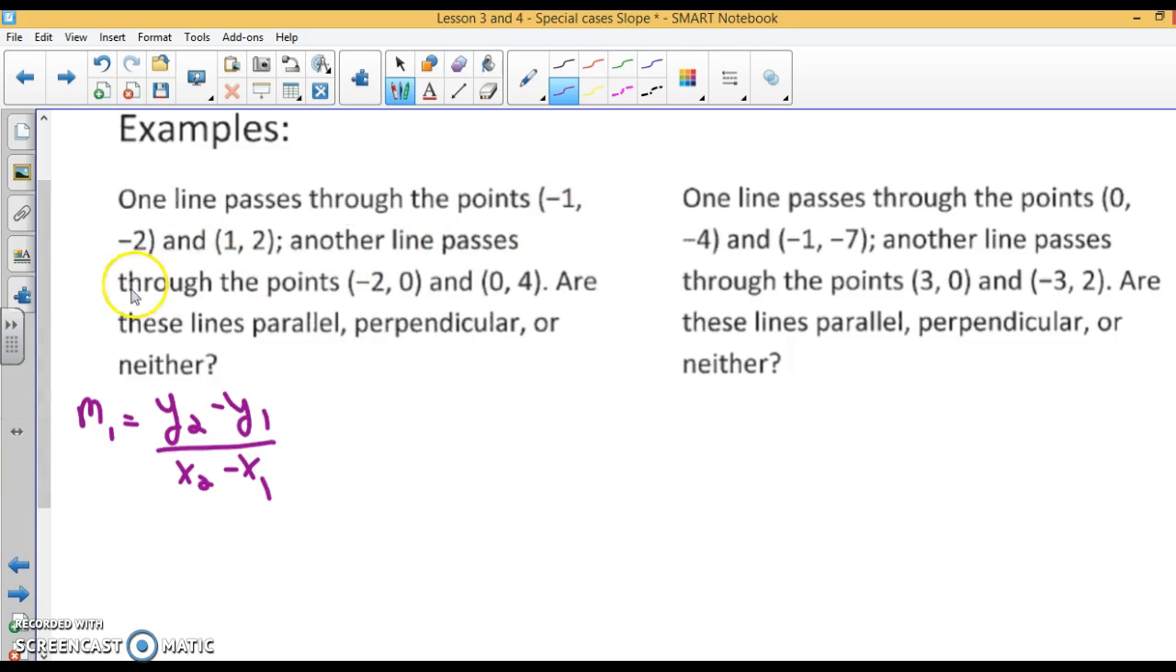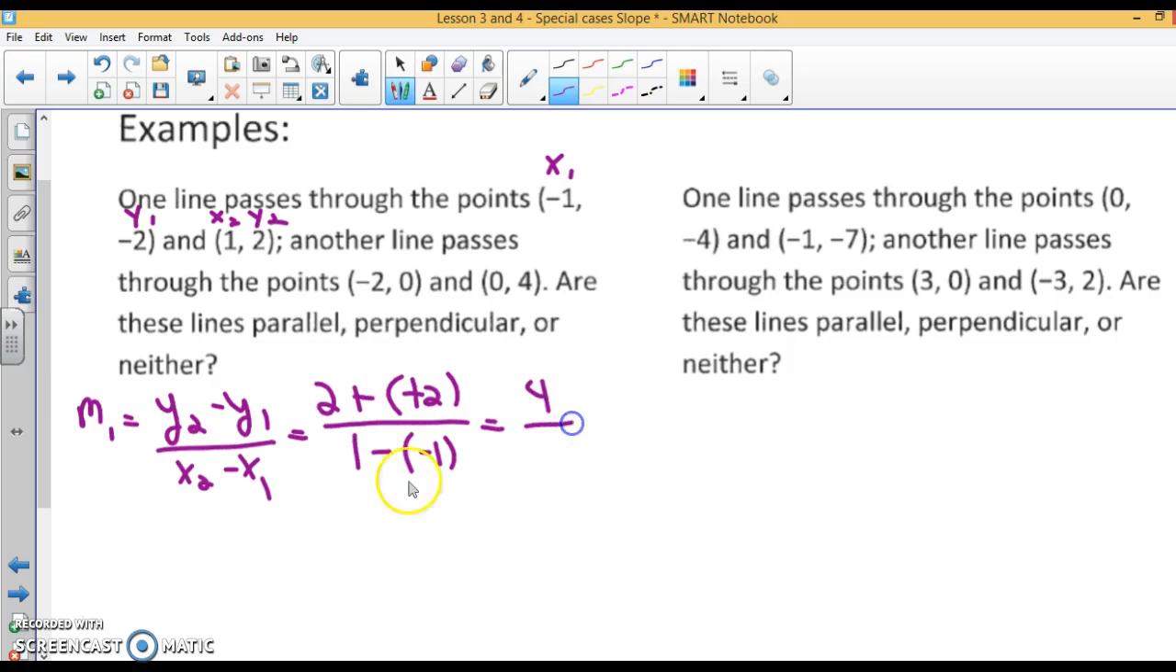My first line goes through these 2 points, and I'm going to label these points x sub 1, y sub 1. This is x sub 2, y sub 2. My first line and both of the points, using our slope formula, will be 2 minus -2 over 1 minus -1. So add the opposite, this is 4. Add the opposite, that's 2. So my slope of my first line is 2.